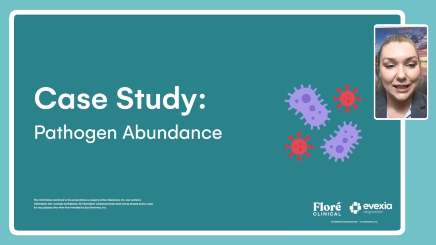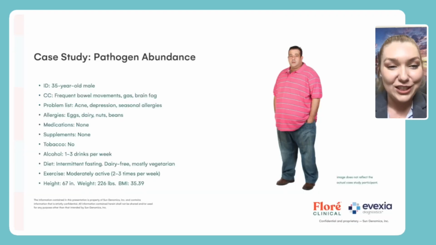For our next case study, we're going to look at a patient with obesity that has the microbiome signature of pathogen abundance. This is our patient. He's a 35-year-old male. He's complaining of frequent bowel movements, gas, and brain fog. He suffers from acne, depression, and seasonal allergies. His food allergies include eggs, dairy, nuts, and beans. He takes no medications and no supplements.